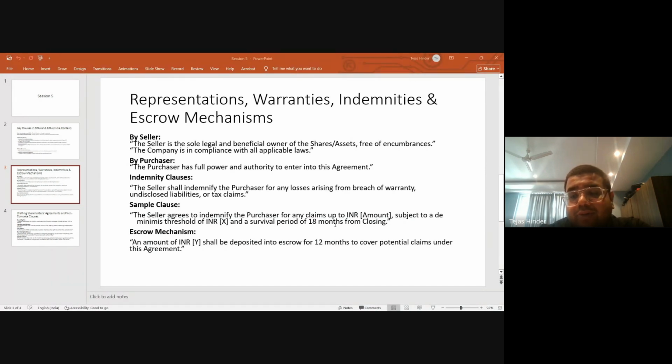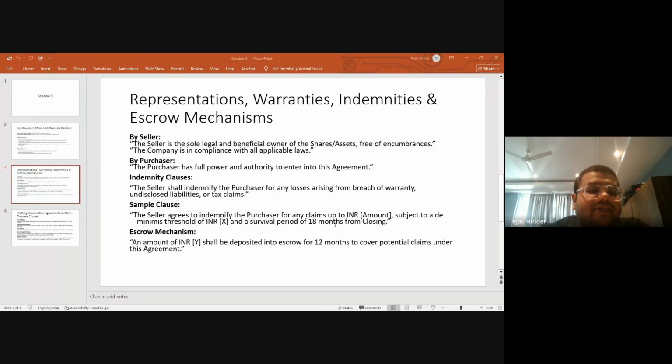The last is, of course, your escrow mechanisms. Let's understand what escrow mechanisms are first before I come to the purpose. Escrow mechanisms involve holding a portion of the purchase consideration in a neutral third-party account, with an escrow agent, to secure indemnity claims or post-closing adjustments. The purpose of this is to deter misrepresentations and encourage compliance, provide a quick recovery route for the buyer if indemnity claims arise, and it is useful where the seller is a foreign entity or individual promoter.